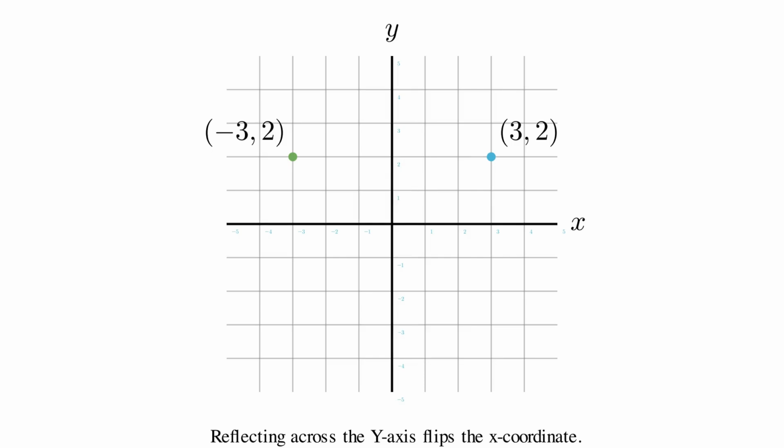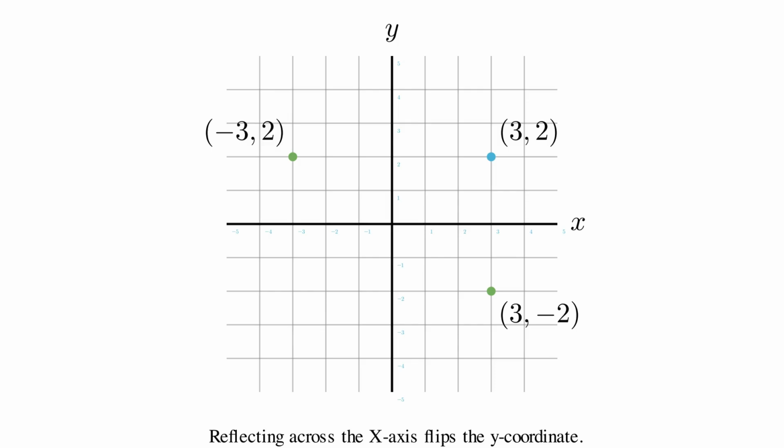Now, let's reflect our point across the x-axis. This time, the x-coordinate stays the same, but the y-coordinate changes sign. Our point at 3, 2 moves to 3, -2. Again, the original and reflected points are the same distance from the x-axis, just in opposite directions.